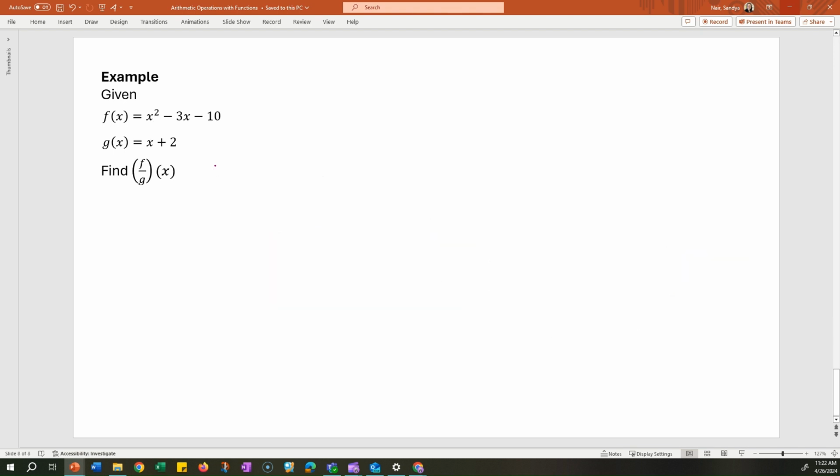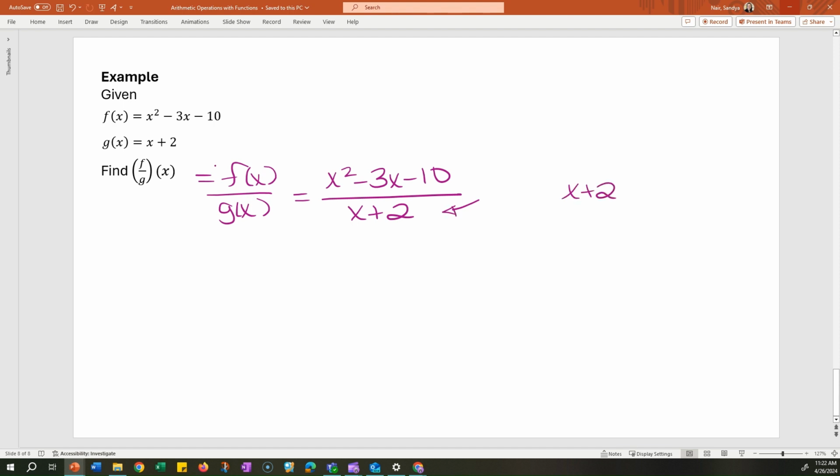So let's now try this problem. So we have now f over g of x. So remember that this means take f of x and divide it by g of x. So when we plug that in, we have x squared minus 3x minus 10 divided by x plus 2. So it's very important to remember that since this x plus 2 is in the denominator, we have to make sure we don't include any values that make that denominator 0. Because remember, we can't have a 0 in our denominator. So if I set x plus 2 equal to 0 and I solve, I get x equals negative 2 as my exception. So whenever I write my answer, I'm going to write x cannot equal negative 2 just to make sure that everyone knows that that's excluded from our answer.